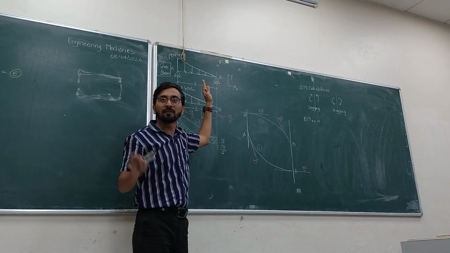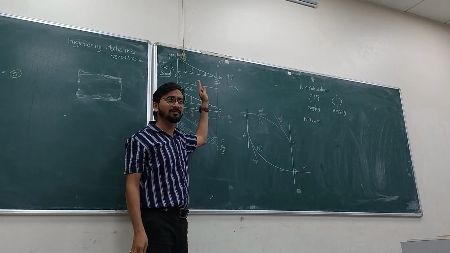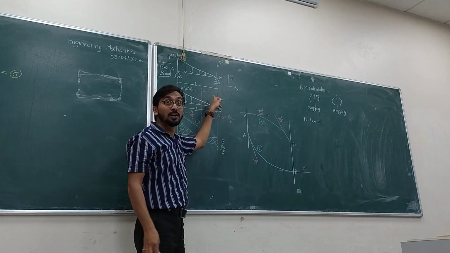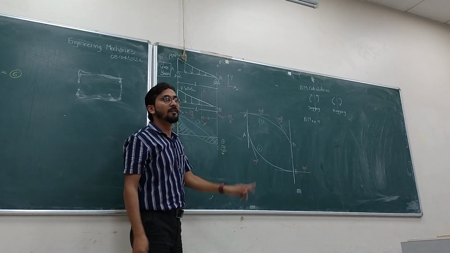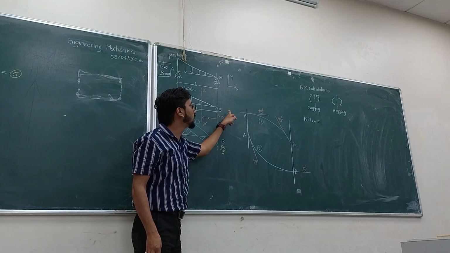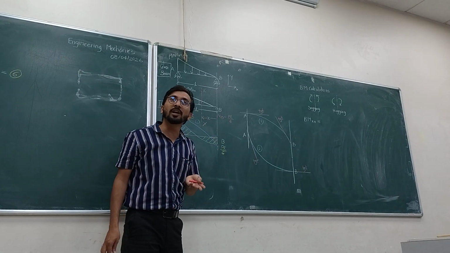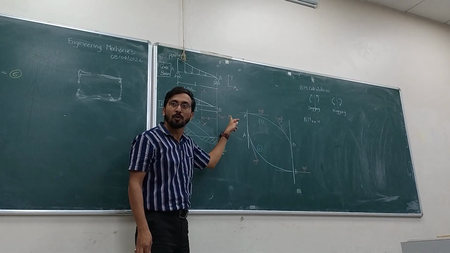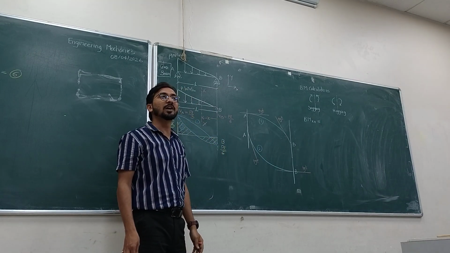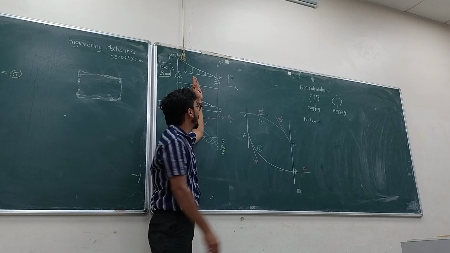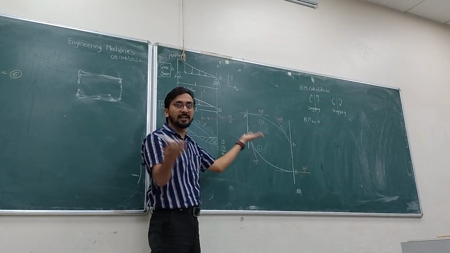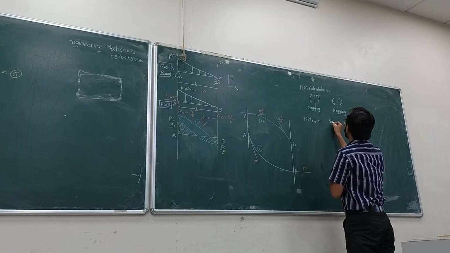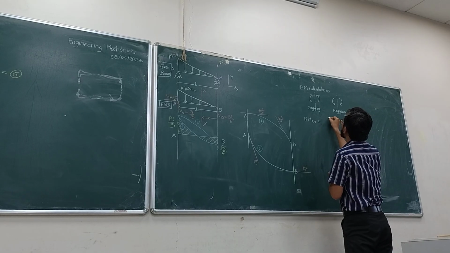You take the moment of the forces. How many forces are there? 2. One is VB and other is this UVL, triangular load. First, can you write the moment of this VB? Yes. What is moment? Force into perpendicular distance. What is the force? PL by 6 or VB. What is the perpendicular distance between the section and this force? X. Right? VB into X. Yes or no?